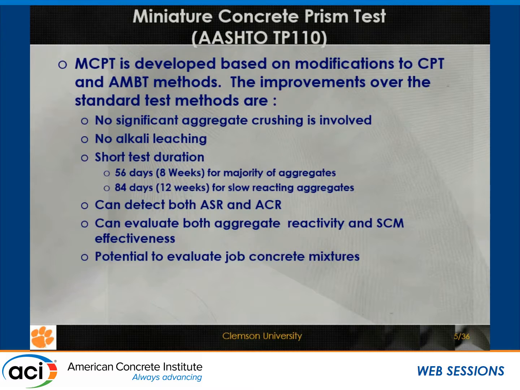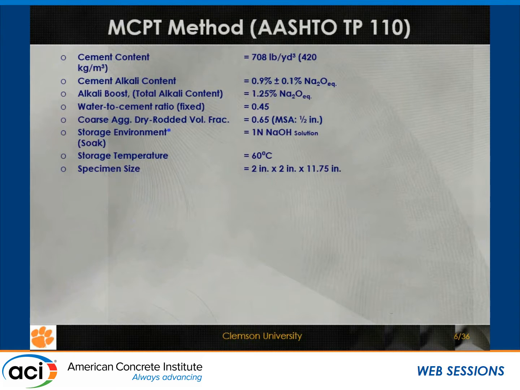In this test, we could look at both ASR and ACR issues, at both aggregate reactivity as well as mitigation measures and their effectiveness, and finally the potential to look at job mixtures as well, which I'll talk about today. Just to give you an overall idea of what this method is, essentially it's very similar to the concrete prism test. You make concrete prisms with cement contents of roughly 420 kg per cubic meter.